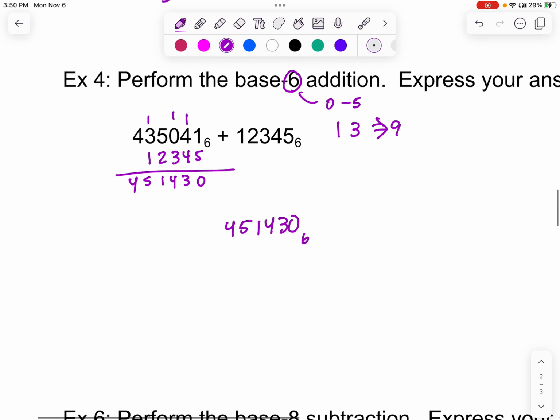So again, whenever we get a number that is greater than 5, so 6 or greater, we have to say I want to carry 6 into the next column, and then what do I have left over?